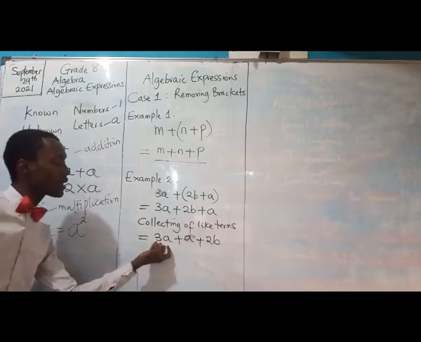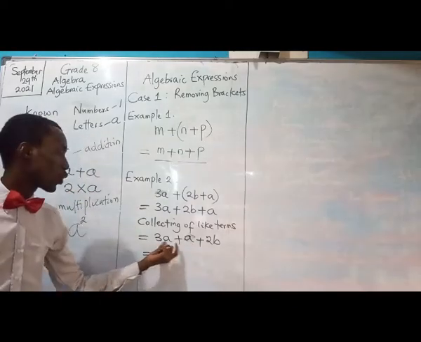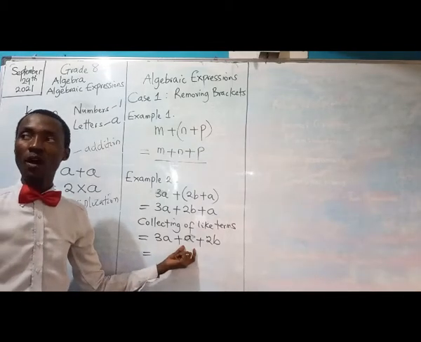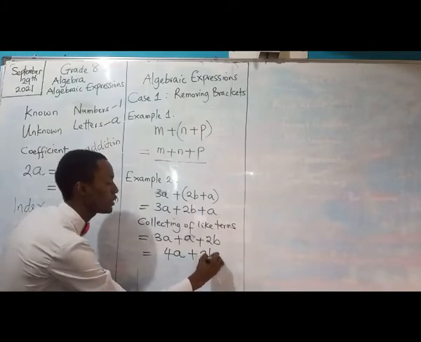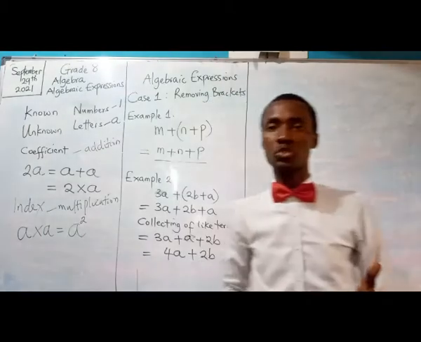So 3a plus a is like saying 3 oranges plus what? 1 orange, and that will give you what? 4a. So that will be 4 oranges. Is that not? Plus 2b.